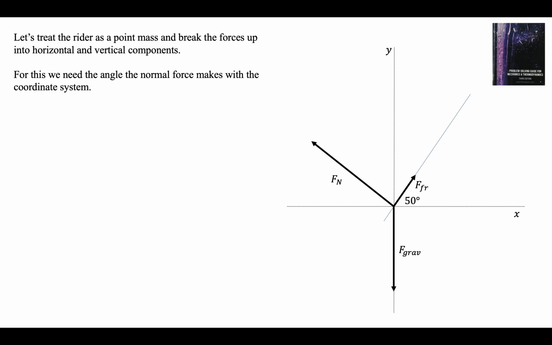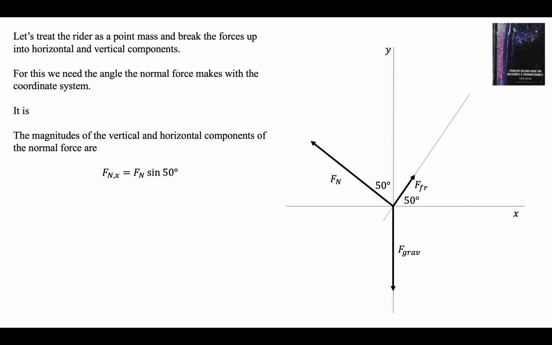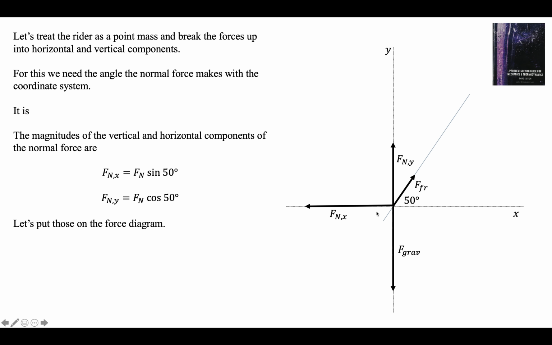So now we can break up the normal and the frictional force into their components with trigonometry. The magnitudes of the horizontal and vertical components of the normal force: Fn sine 50 for the x direction, that's the opposite side of the 50 degrees, and the y direction is Fn cosine 50 degrees. And let's put these on the force diagram. So we're going to replace this normal force vector with its components. See how that works? We want x and y directions because of the acceleration, and we split it up like that.